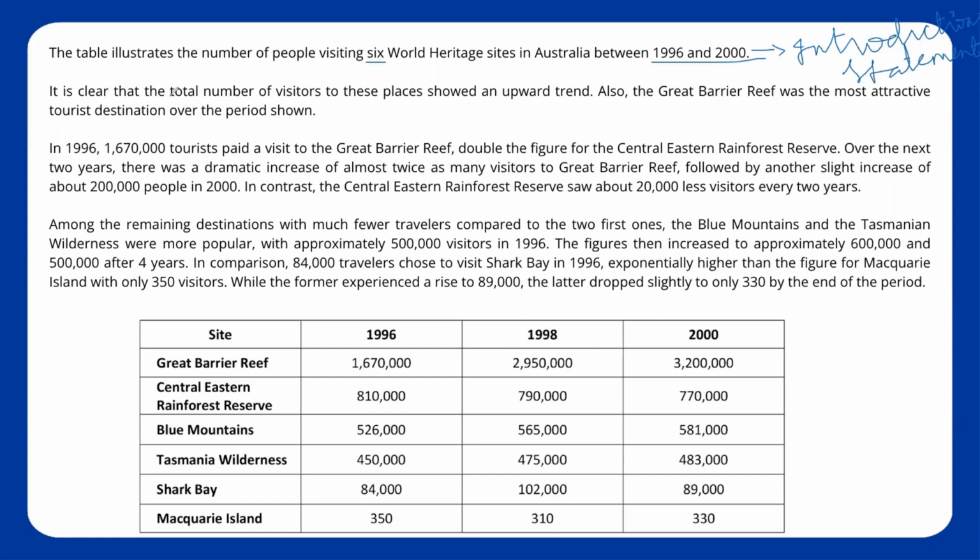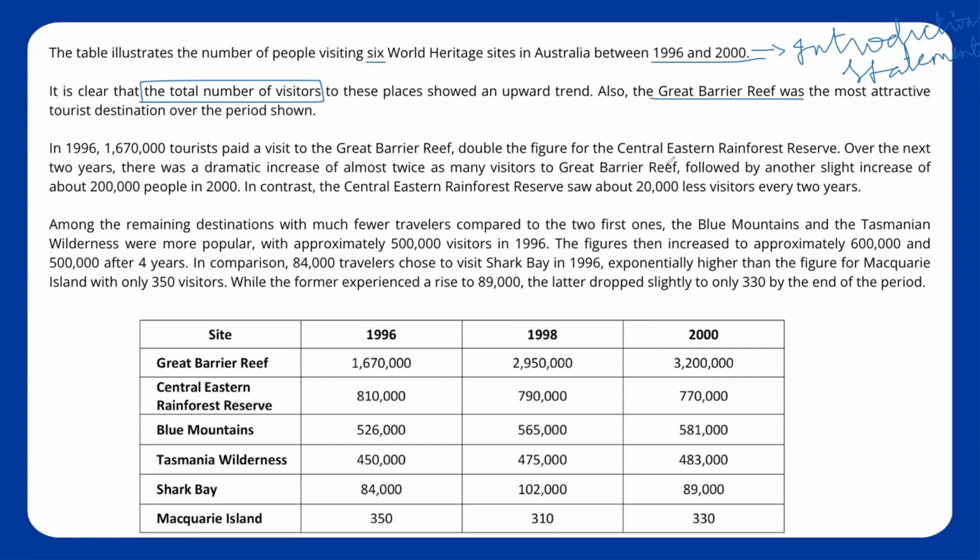It is clear that the total number of visitors, giving the overall condition of the table, or I would say summing up the overall data. Total number of visitors to these places showed an upward trend. Also, the Great Barrier Reef was the most attractive tourist destination over the period shown.